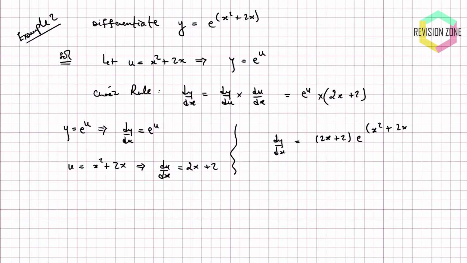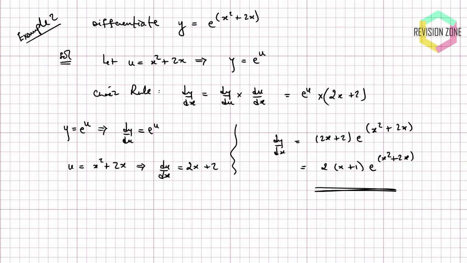plus 2x. Okay, so the best thing we can do maybe at this stage is tidy it up a little bit by factorizing out the 2, but otherwise, this is basically done, right? So we can just rewrite this. And we've managed to differentiate quite a complicated looking function fairly straightforwardly.